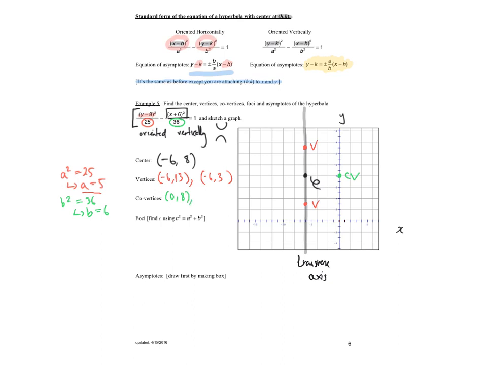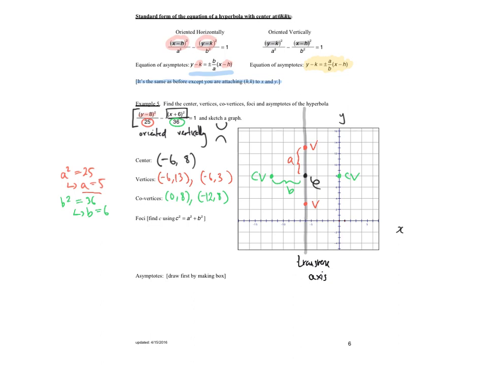I could have started at negative 6, 8, the centre, and gone 6 units to the left. That would have given me negative 12, 8 as my other co-vertex. Because we're travelling, remember, b from the centre to get our co-vertices and a from our centre to get our vertices.